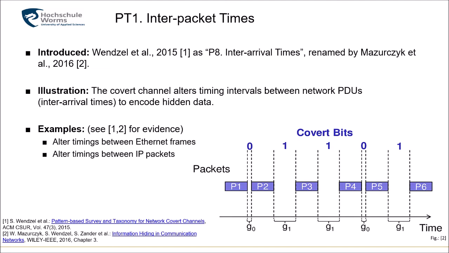Sometimes these timings are called interarrival times, sometimes they're called interpacket gaps. And examples would be to alter the timings between Ethernet frames, IP packets. You can do this on every layer. And as you see illustrated here, different timing gaps, G0 and G1, can indicate different hidden symbols. So for instance, if you send a packet 1 or 2 seconds after another packet, then this simply creates a method for covert signaling.